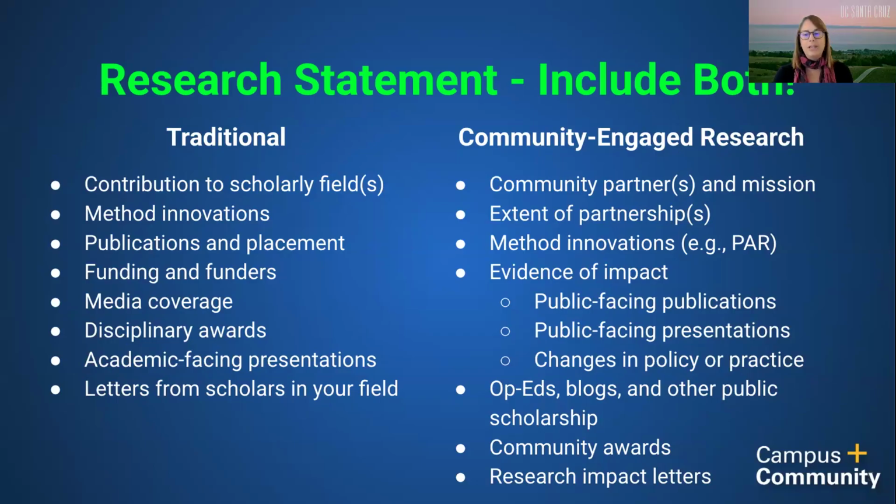And then again, letters from your research partners, if that makes sense for you, given who your partner is, letters that detail your impact. There's some guidance in the ASA guidelines toolkit for what to tell your letter writers they could include, because this may be the first time they've written a letter like this. So it's good to let them know what's important, what they should include in their letters.